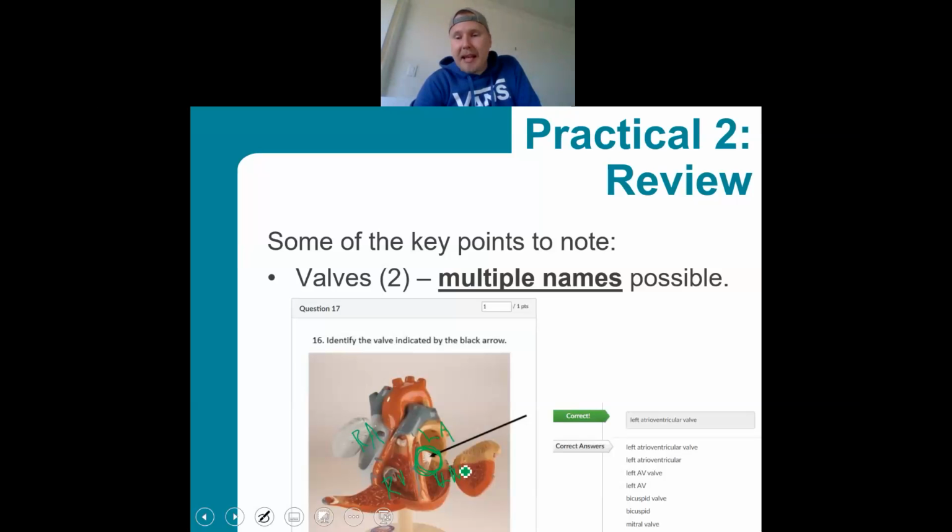One was left AV valve, which stands for, of course, the atrioventricular valve. The other name that you might have heard was bicuspid valve. So that again describes the number of cusps, those leaflets on this valve. So 2 of those in this case. Or then the name mitral valve, which is one that's used as well. So there we have 3 different names.